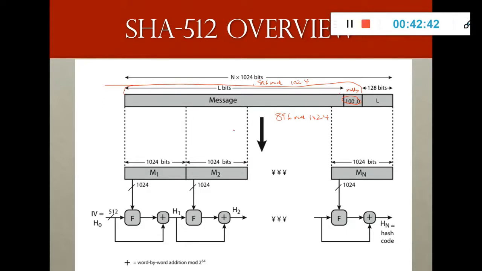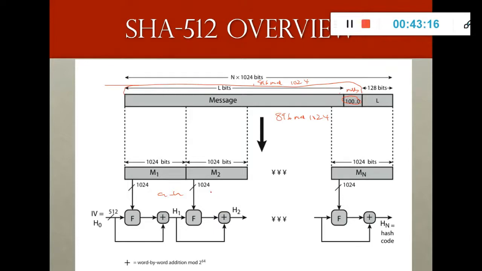And step 2, you append the length as 128 bits. This block is treated as an unsigned 128 bit integer, so it contains the length of the original message before padding. And then you have an initialized hash buffer, a 512 bit buffer. You have A until H.